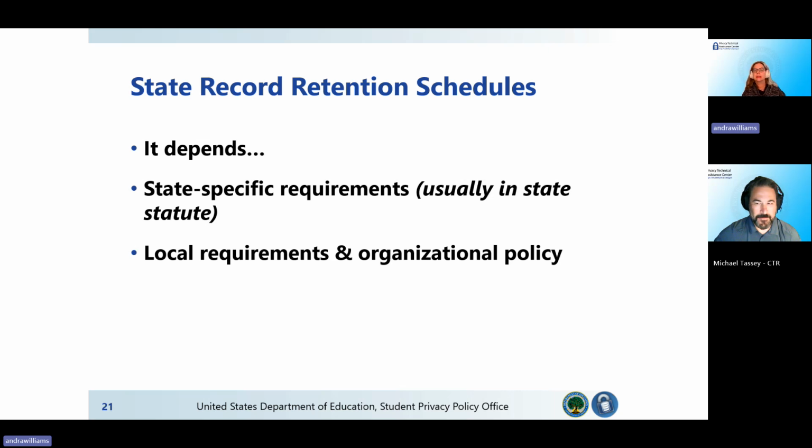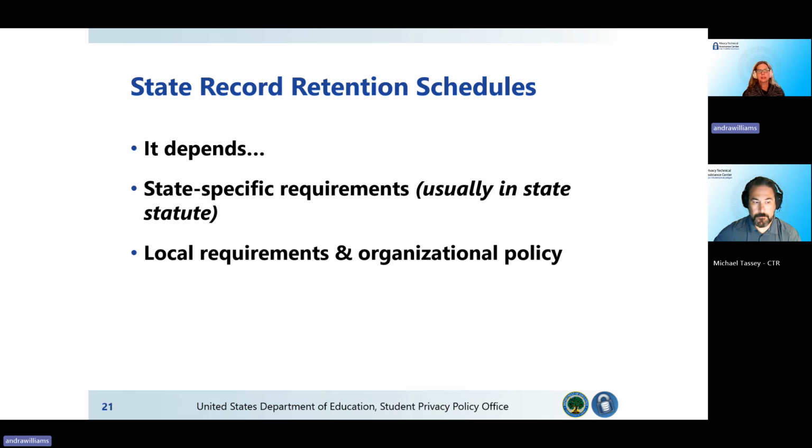So in many cases, things like transcripts and graduation records have to be held indefinitely. But on the other hand, school disciplinary records or health records may only need to be held for a certain period of time, maybe 5 to 7 years after the student leaves the school. Other types of records, like arrest records in the criminal justice system, are going to be held for 7 to 10 years. Tax records are more like 3 to 7.